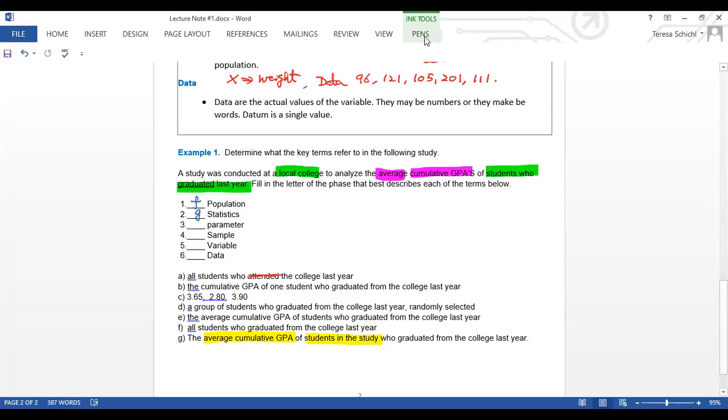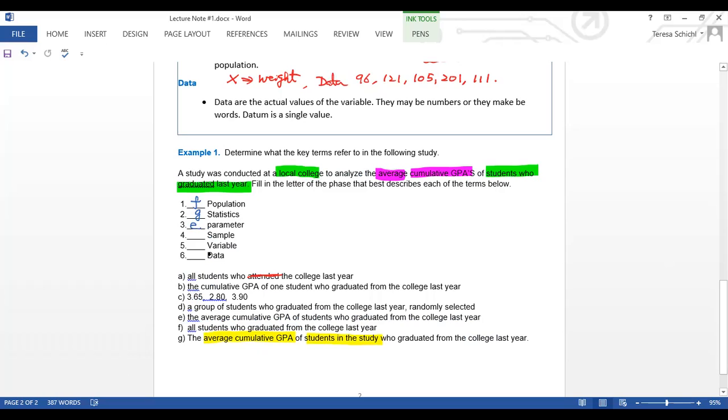Now let's see what a parameter is. A parameter is what I'm interested in for the population. So here, the thing I'm interested in is the average cumulative GPA for all the students who graduated. Which one will this be? This will be E, the average cumulative GPA of the students who graduated from the college last year. Everyone who graduated from the college last year, that's the whole population, right?